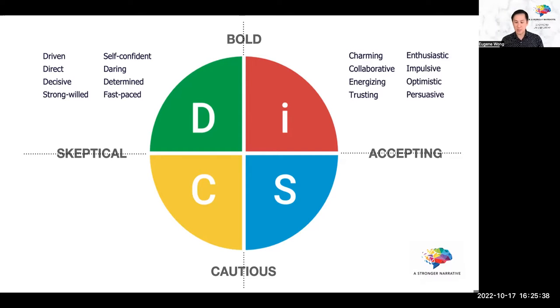The influence people tend to be more charming and more collaborative. So already you can see they're more relational rather than just bulldozing through. They like to energize people and build up trust. So it's about inspiring people. They tend to be enthusiastic, sometimes to a fault, and a little bit impulsive sometimes.